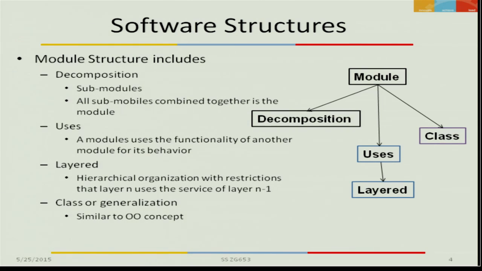Uses relationship is used for reusing functionality of other modules. For example, a module can use the functionality of another module for its behavior. So a module exposes certain functionality, and in order to implement its functionality, it might require the help of other modules. So we say that a module is using another module to accomplish its behavior.